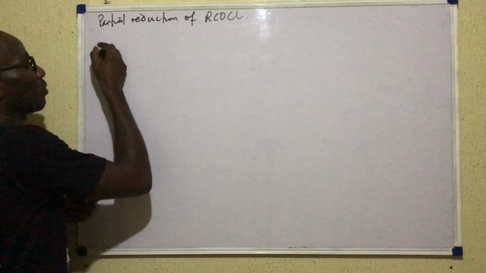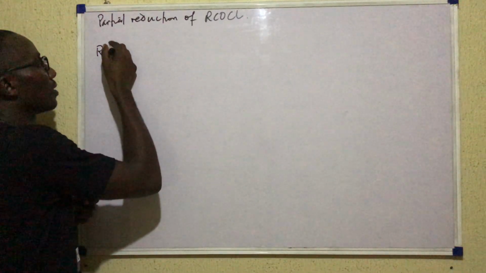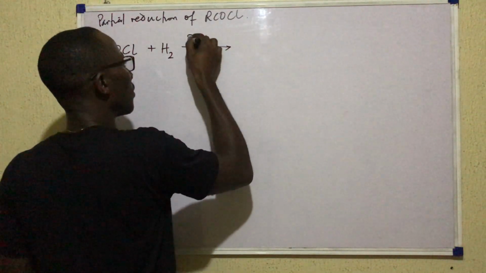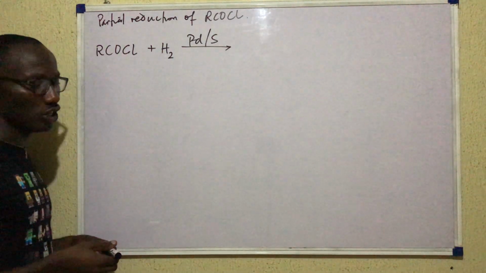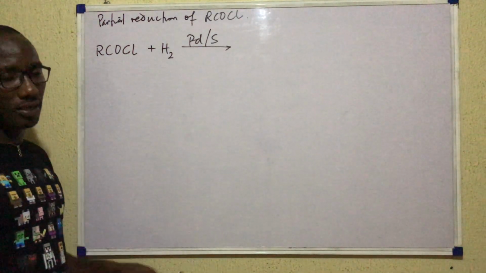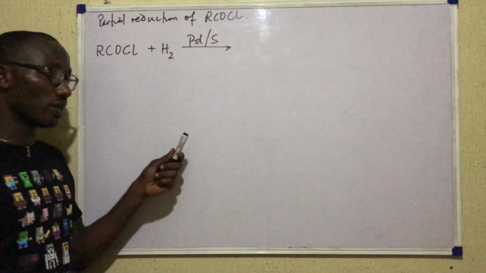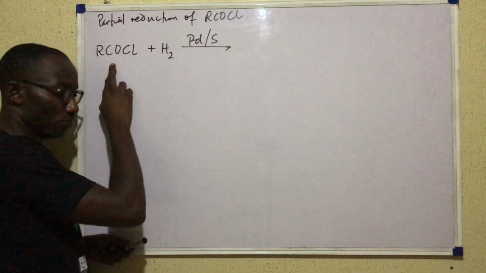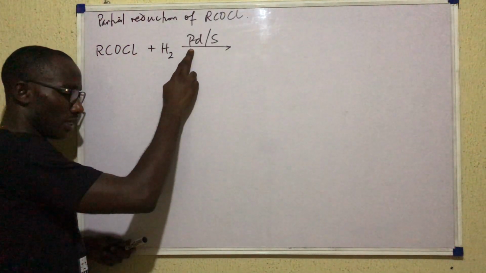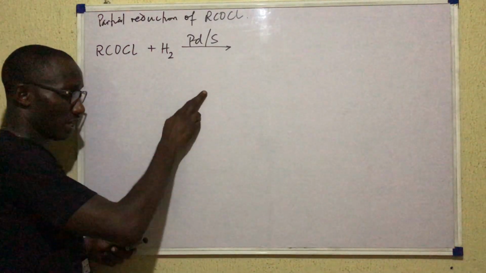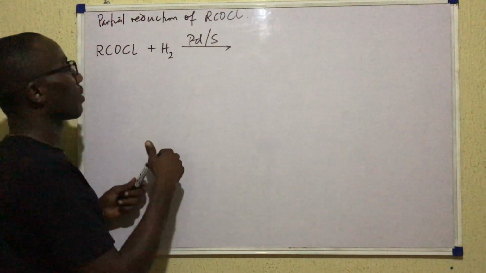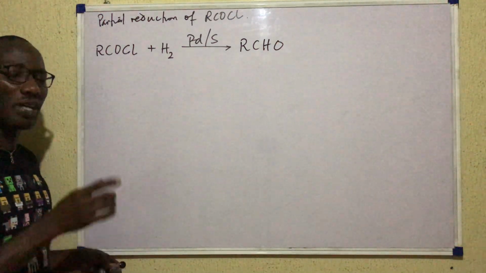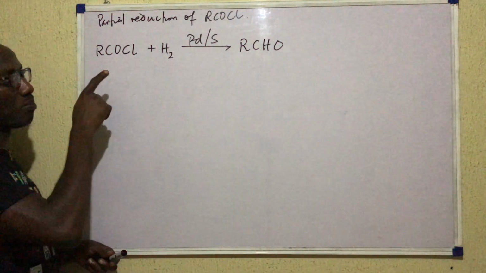And to achieve that, we are going to do this: RCOCl plus H2 in the presence of Pd and S. Pd is palladium, that's the catalyst we are using, and then the S there is a poison. It's powdered sulfur, a catalyst poison. So hydrogen is going to be used for this reduction, and palladium will be the catalyst, but the catalyst will be poisoned, so that this reaction just goes halfway and stops. So that we are going to get our product as RCHO. And what is RCHO? That's an alkanal. So alkanals can be made this way.